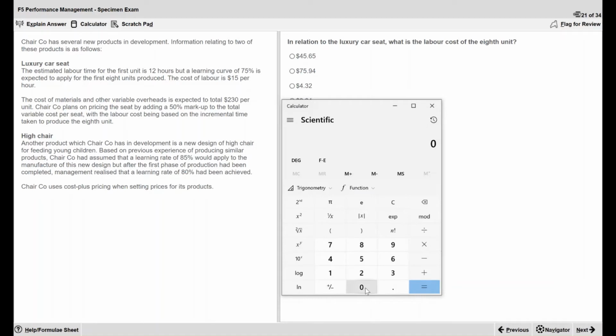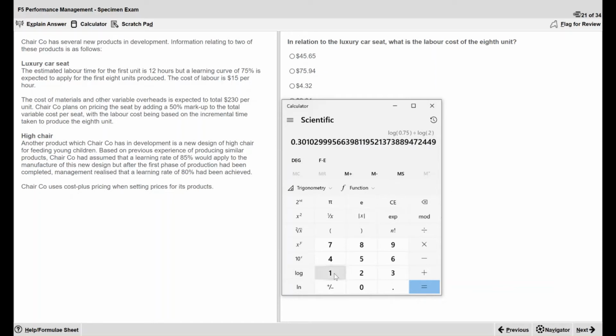Okay, what I do first is, remember, the formula would be time for the first unit, which is 12, multiplied by the total units you want to find, which is 8, and 7. We will do the calculation 2 times power log of r divided by log of 2. What I like to do is find log of r divided by log of 2 first. So 0.75 log divided by 2 log.